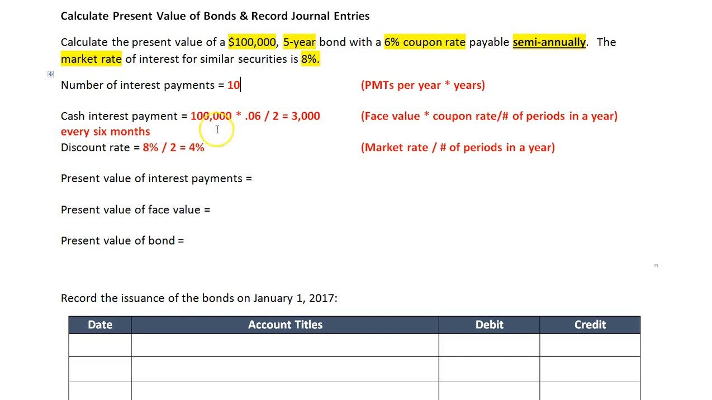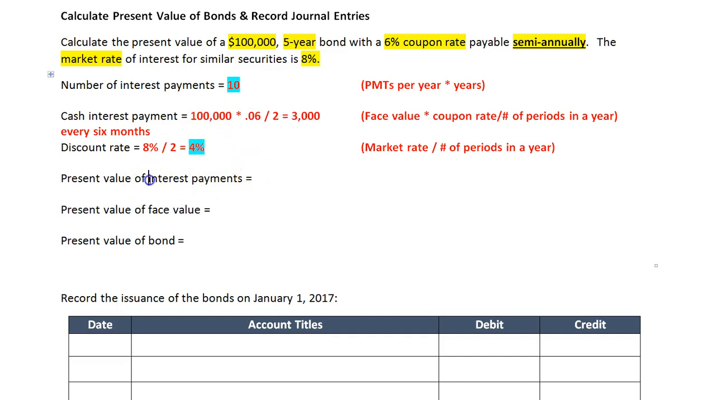Now, I've asked these two questions for a reason. I'm trying to help you use the table. This is what we're going to plug into the table, both the 10 and the 4%. Highlight them blue. All right, 10 and 4%, these are what we plug into the table.